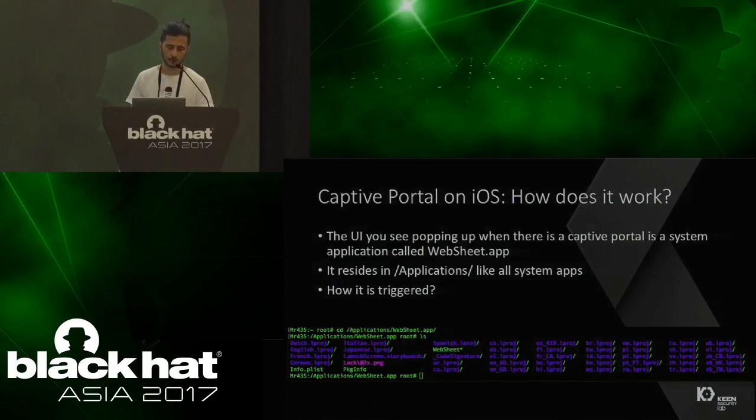So what about the captive portal on iOS? How does it work? As a user experience, you see a UI that pops up when there is a captive portal system in the network, and this UI is called websheet.app. And websheet.app is a system application, and it resides in the application folder, as you can see in the screenshot. But how is it triggered?